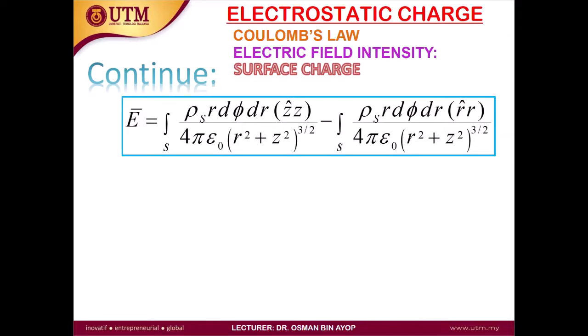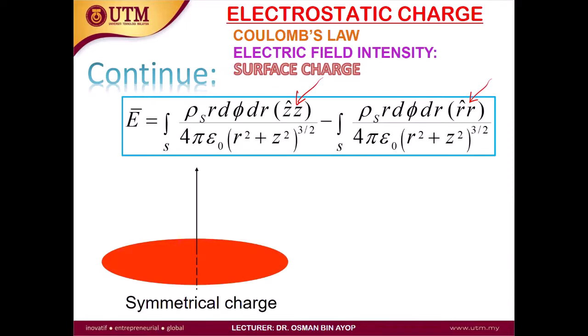Similarly, we can separate the component into two parts, which is a component z and r. We have two components, so you can guess what happened next. Similarly, we have symmetrical behavior. Since the charge is uniform and the shape is symmetry, so we have symmetrical charge.